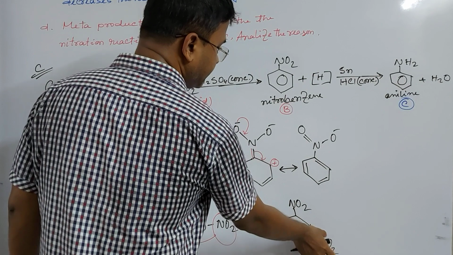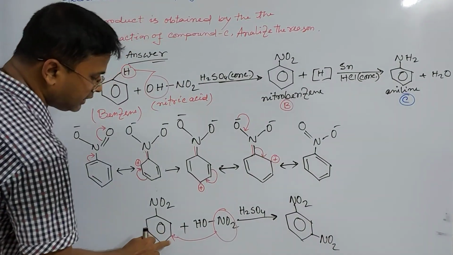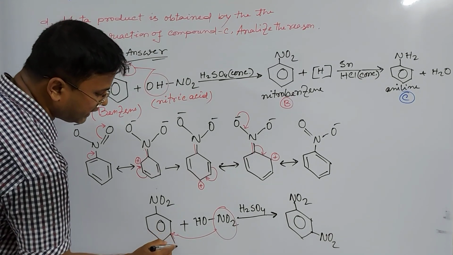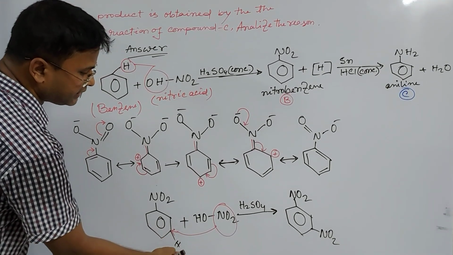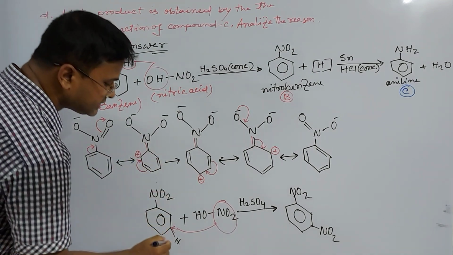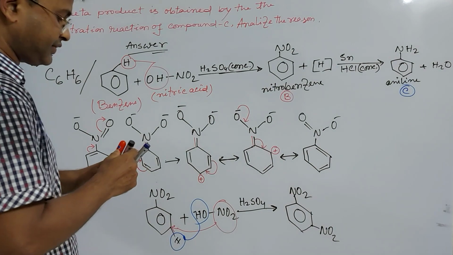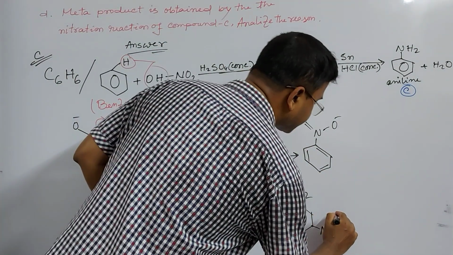I mean, one nitro group is at the meta position, and all of you know that there is a hydrogen atom. This hydrogen atom combines with the OH group of nitric acid to produce water.